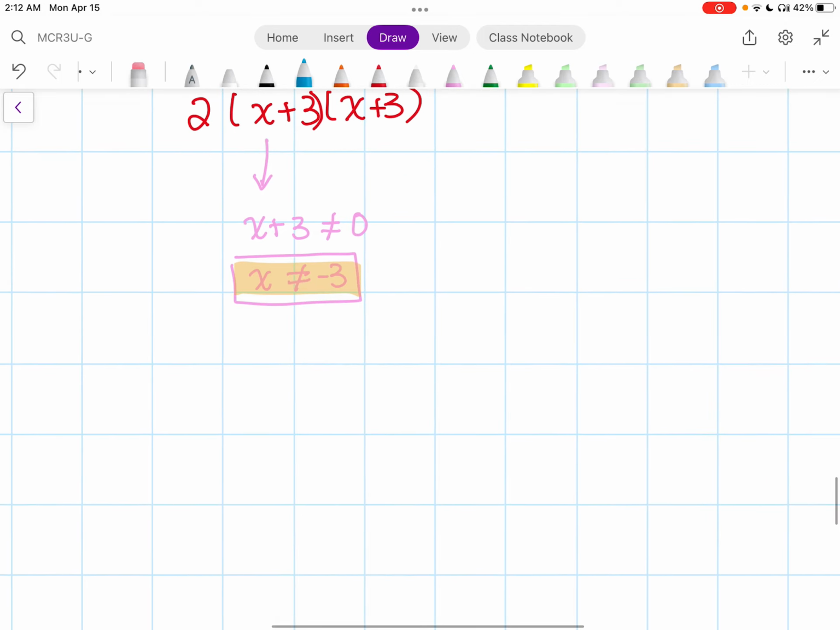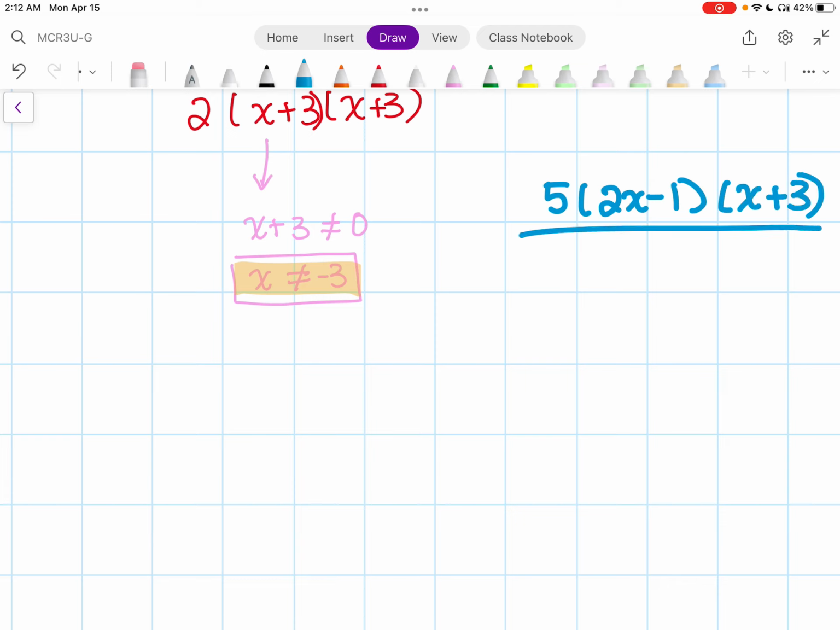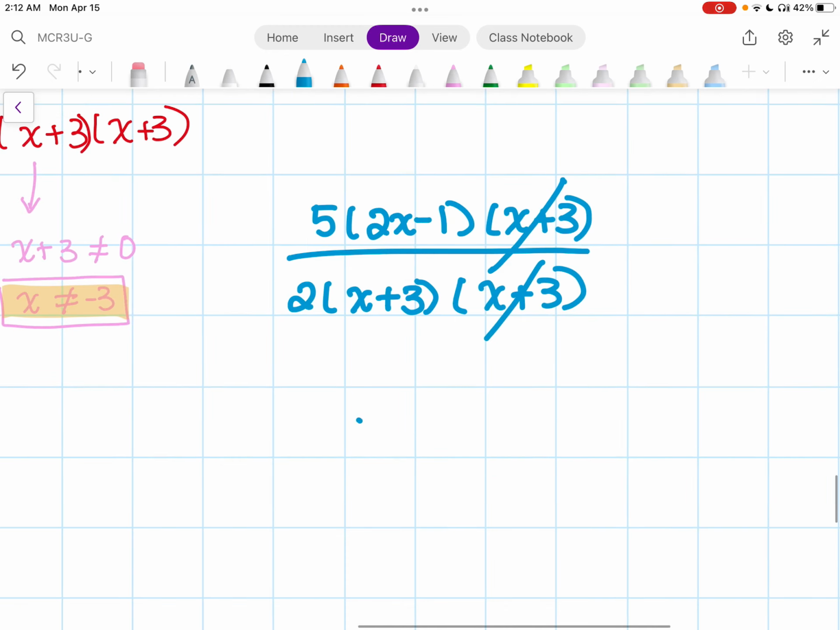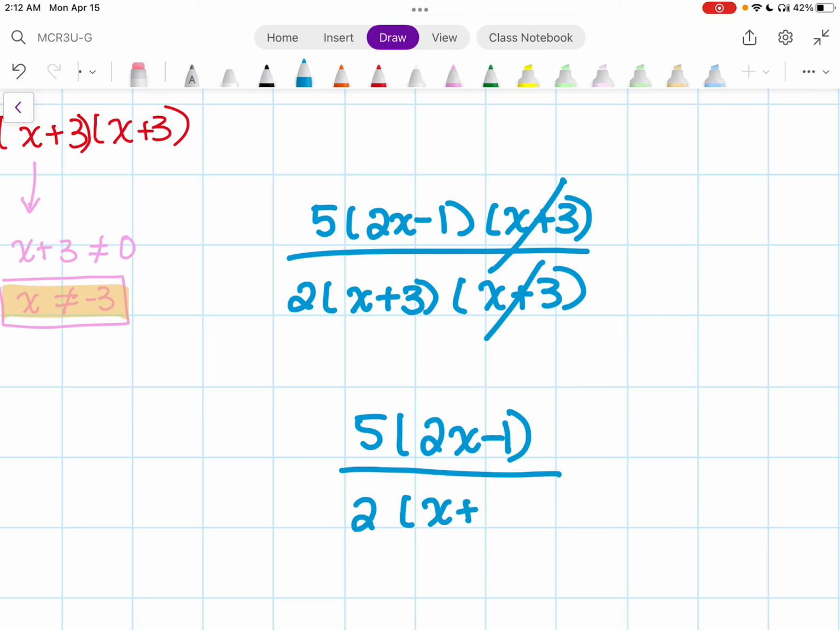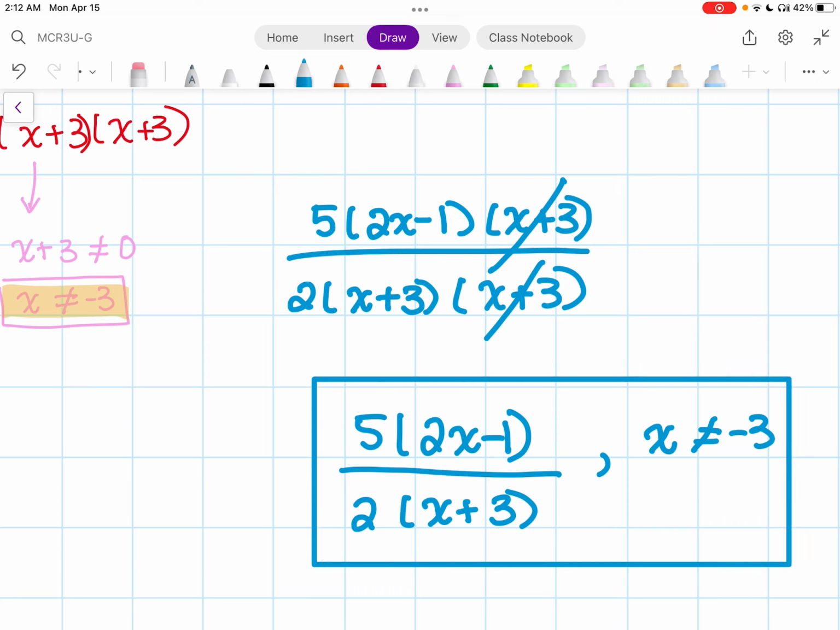Okay, so now let's put that back where it needs to be. So I'm left with 5 times 2x minus 1 times x plus 3 over 2 times x plus 3 times x plus 3. This is why I put it like this. It's very easy to see that these two x plus 3's cancel each other out. So I'm left with 5 times 2x minus 1 divided by 2 times x plus 3, such that x cannot equal negative 3, because that's my restriction, and that is my answer. Okay?